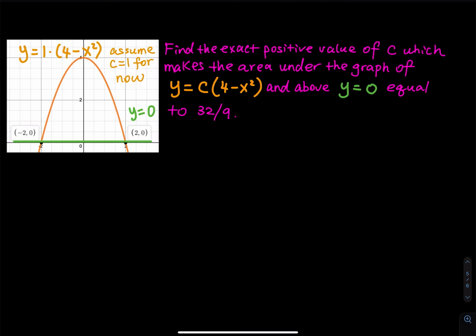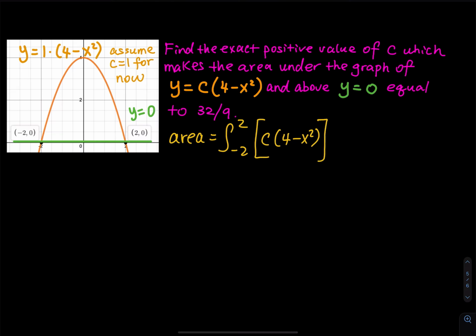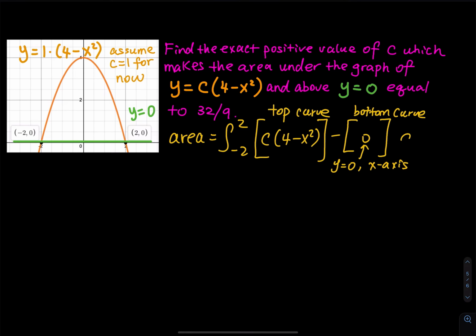How do you find the area under the curve? So easy. You will be using the top curve minus the bottom curve, right? So you are going to write area equals the integral from negative 2 to 2, and then you will be using the top curve, which is C times 4 minus x squared. I like to use square brackets, and then I will just write top curve minus the bottom curve, which is 0. So this 0 is y equals 0. Another name for that is the x-axis. And then this is the dx.